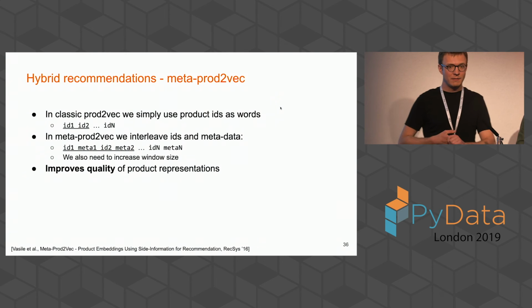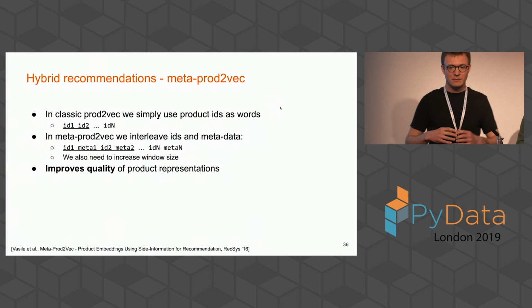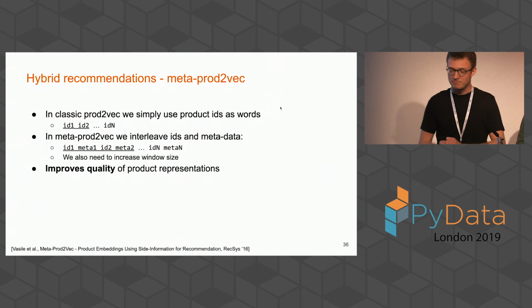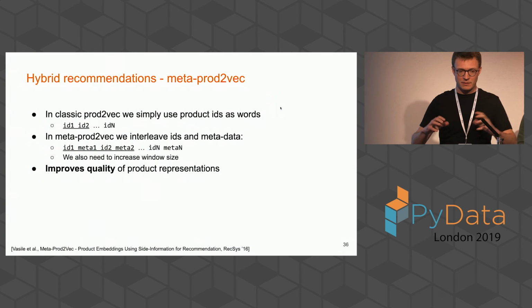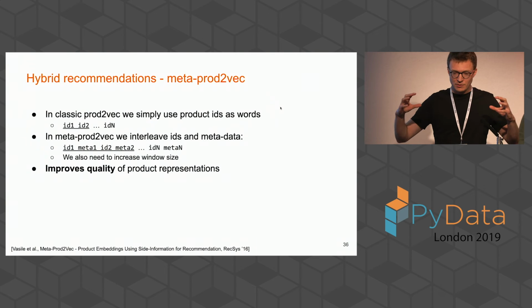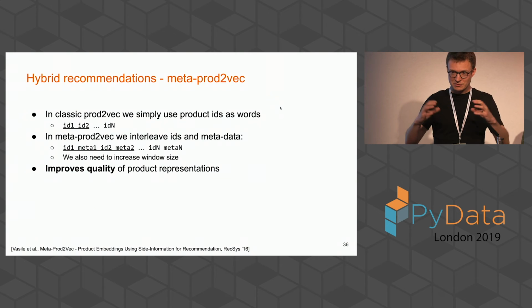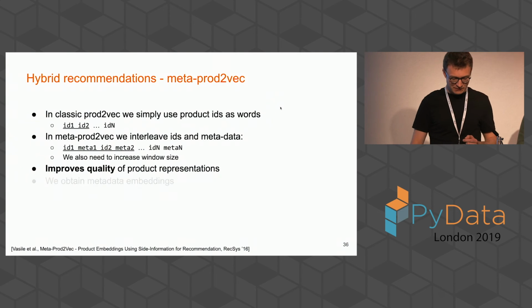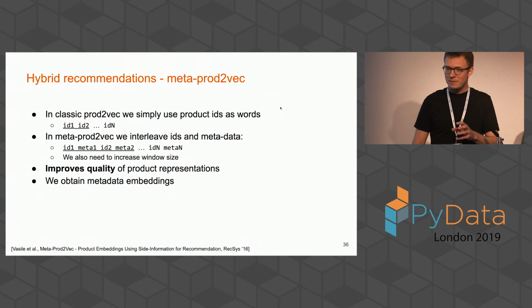The first, product embeddings have better quality now, because, for example, products with the same metadata, let's say red products, are somehow drawn together in the vector space. The second benefit is that we obtain metadata embeddings, and those embeddings are embedded in the same vector space.